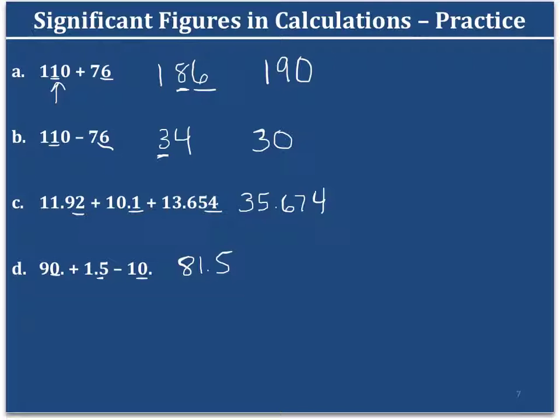Our next one, let's see, which one's furthest to the left? This one right here. So our answer would have to round to this spot right here, and this number is 5 or greater, so we'd get 35.7. And then for this one, we would have to round to this spot here. We have a 5 after the decimal, so this would round up to 82.